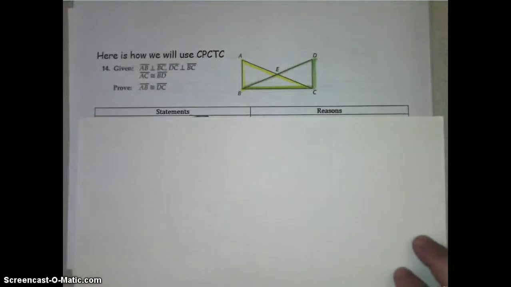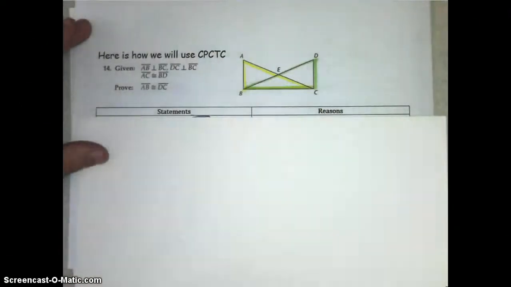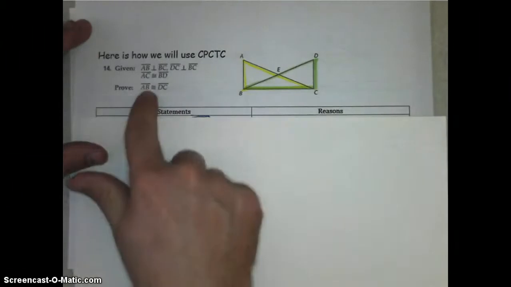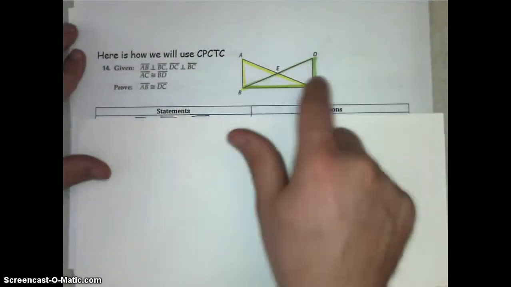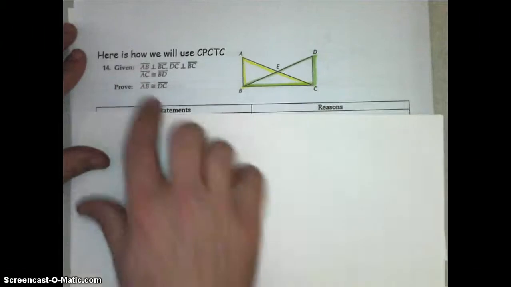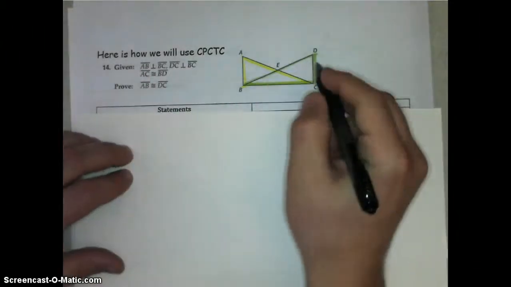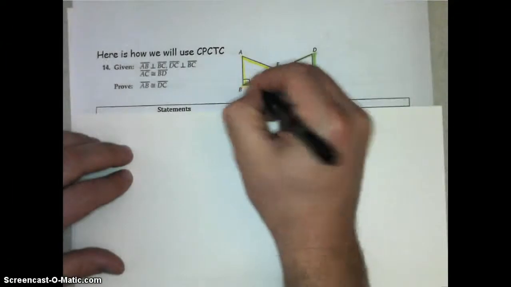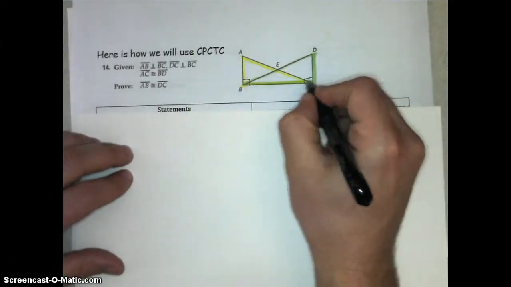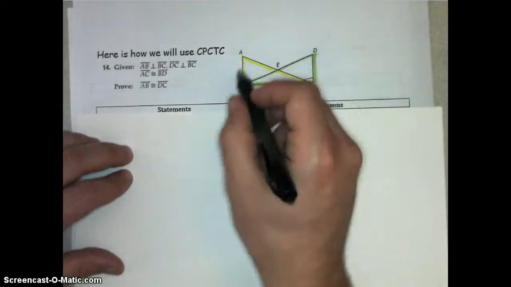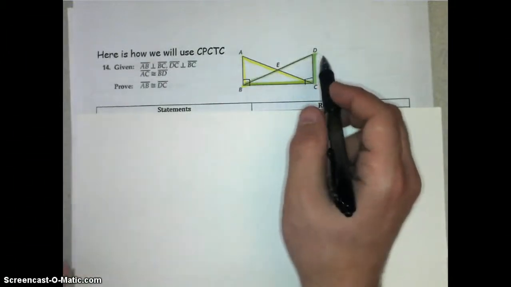Alright, so this is how we're going to use CPCTC. We're given all this information about these two triangles, and we want to prove that AB is congruent to DC, and we're going to use triangle congruence to do that. Now look at the given information. We're told that AB is perpendicular to BC, and DC is perpendicular to BC. That creates these overlapping right triangles. So I could potentially use hypotenuse leg if I knew the right information.